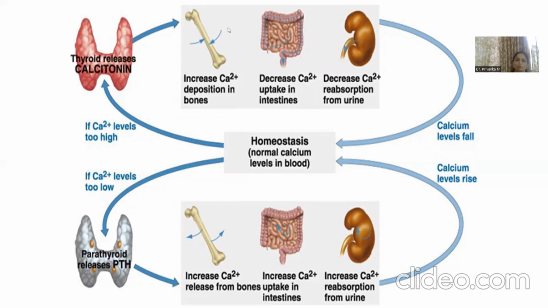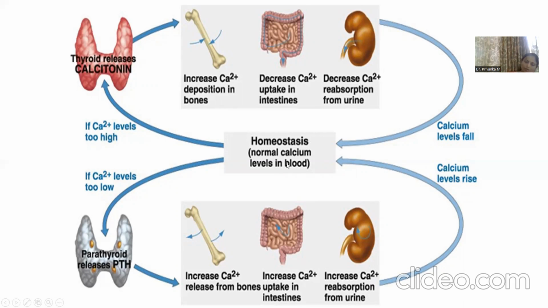So what does calcitonin do? It stimulates osteoblasts. That means whatever excess calcium is present in the plasma or blood, it will take it and deposit it in the bone so that the plasma calcium level is decreased. In the intestine, it decreases the calcium uptake. Then kidney: it decreases the reabsorption and increases the excretion of calcium in the urine. Finally, calcium levels decrease and the normal calcium levels in the blood are maintained.